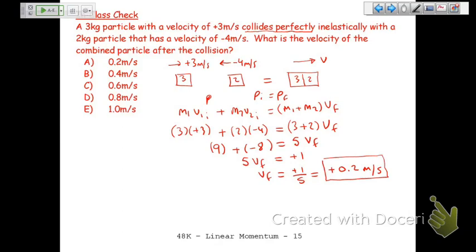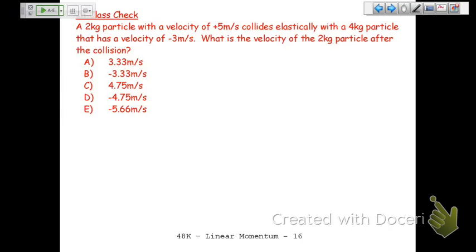So the trick for that is to pick up on perfectly inelastic. There is no perfectly elastic. There is elastic, there is inelastic, and then perfectly inelastic. But there's no perfectly elastic. A 2 kilogram particle with a velocity of plus 5 meters per second. 2 kilogram, plus 5. Collides elastically with a 4 kilogram particle with a velocity of minus 3 meters per second.